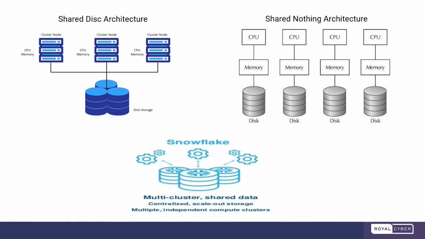So now Snowflake architecture. It's a multi-cluster shared data architecture, a combination of both these architectures. It is a hybrid architecture in the sense that it is similar to shared disk because it uses a central data repository that is accessible to all the nodes. And it's similar to shared nothing architecture in the sense that it uses massively parallel processing where each node stores a portion of the data.